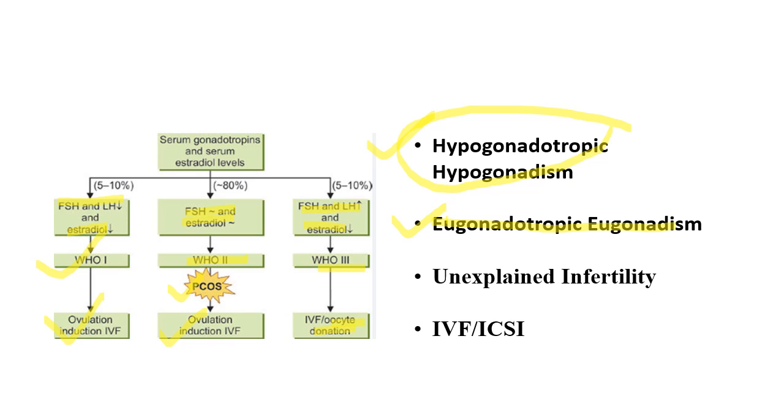The third is unexplained infertility. As in the ASRM guideline, you can use gonadotropin for ovulation induction in unexplained infertility, but you should be cautious about OHSS and multiple gestation. And in IVF and ICSI, it is very much used for multiple follicle development.